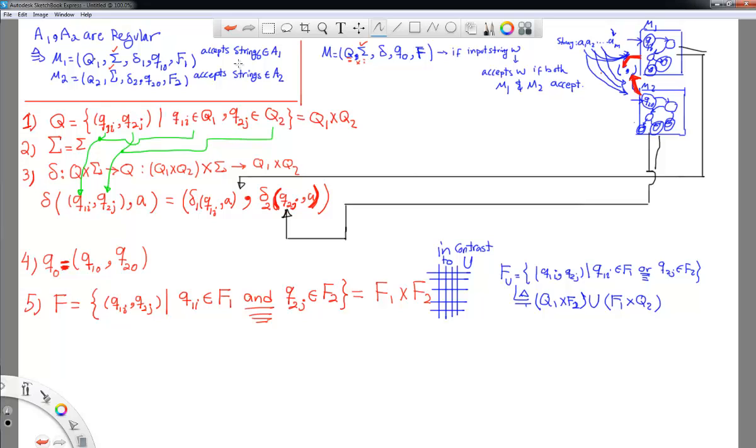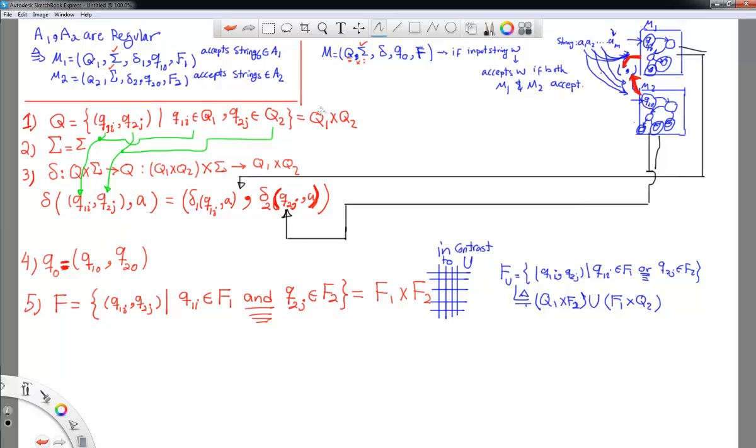To prove that their intersection is regular, we constructed a finite automaton that accepts the intersection of the two languages. Once we construct this, we have such a machine. Therefore, a finite automaton exists that accepts the intersection, and therefore the intersection is regular. How did we do that? We made the states of our construction pairs, in which the first state comes from the automaton M sub 1 and the second state comes from the automaton M sub 2.